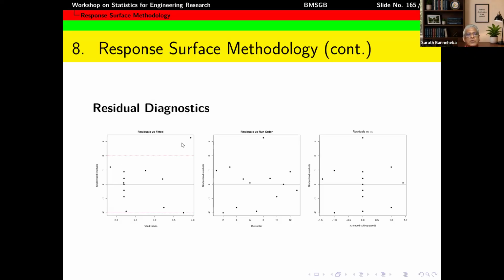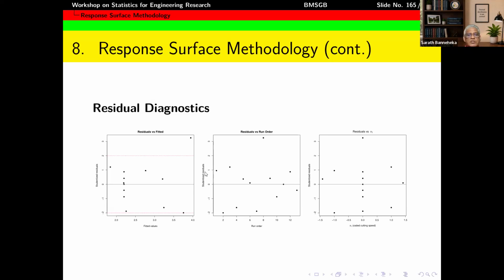There is no pattern. All the residuals except this one are within -2 and +2. So this probably requires some attention. But at the moment, I don't have any explanation about that observation.